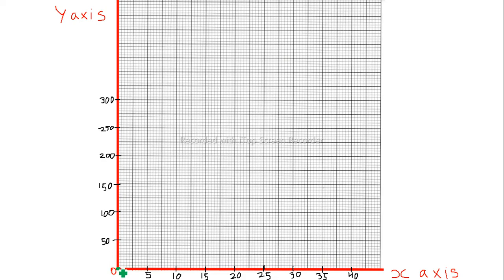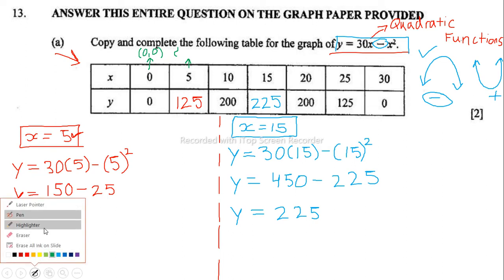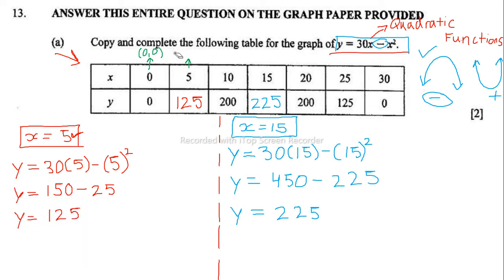The next point that we're going to plot is the point 5, 125.